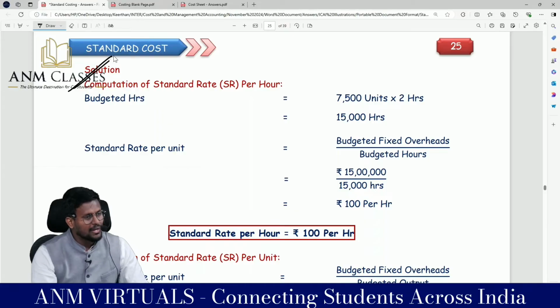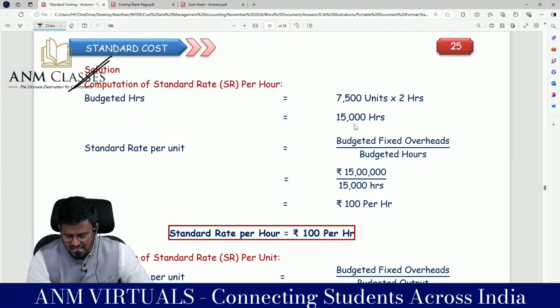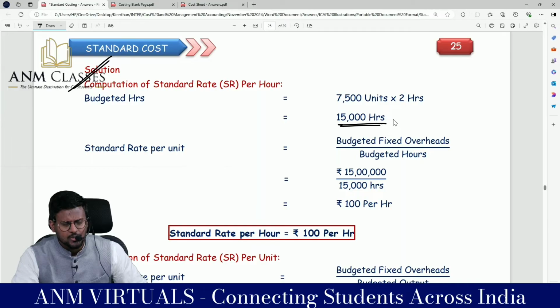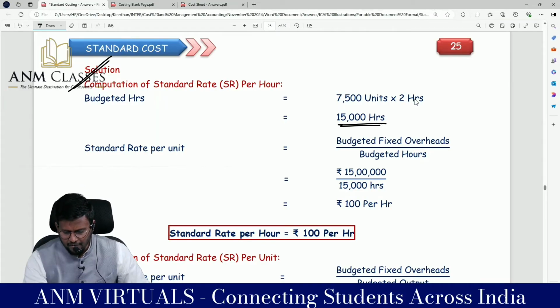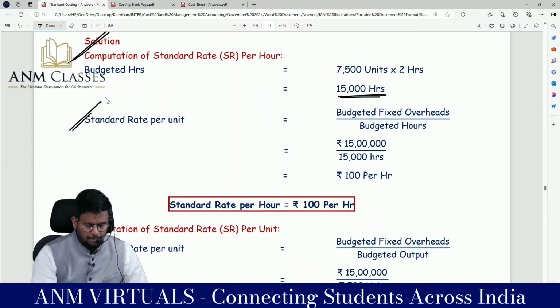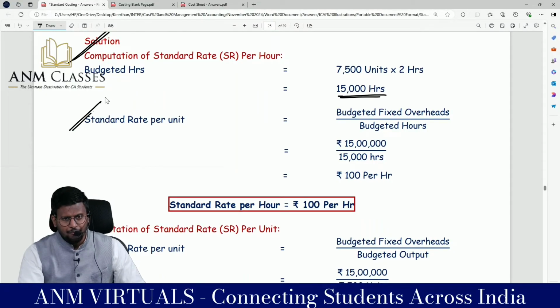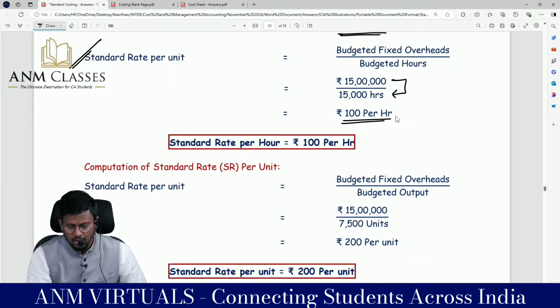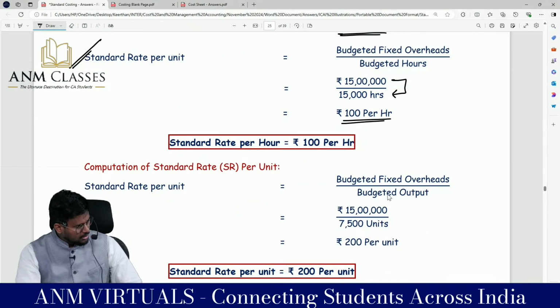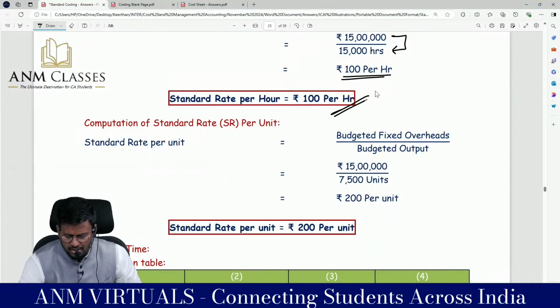Computation of standard rate per hour. Budgeted hours is equal to 15,000 hours because every unit தயாரிக்கலாம் நினைச்சேன், every unit will take standard time. அப்ப standard rate per hour is equal to BFOH divided by BH. Right? What is the BFOH? 15 lakhs divided by BH comes to how much per hour? 100 per hour. Comfortable? அப்போ ஒரு மணி நேரம் 100 rupees is the standard rate. Now the conclusion: standard rate per hour is equal to 100 per hour.